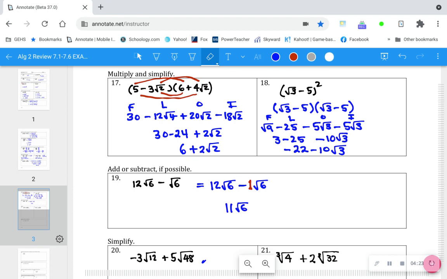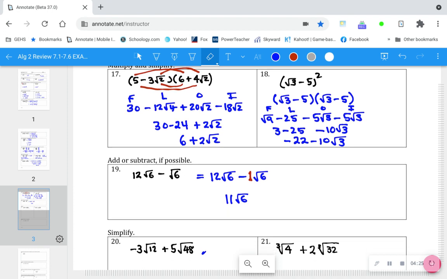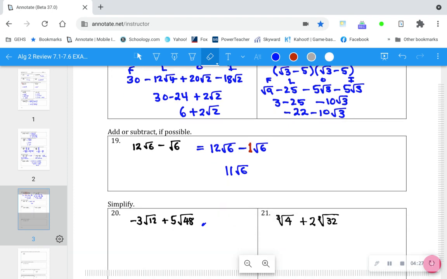So that does it for, let me see, is there any more here? I'll do those later. Okay, that does it through problem 19, and I'll continue on the next video with problem 20.